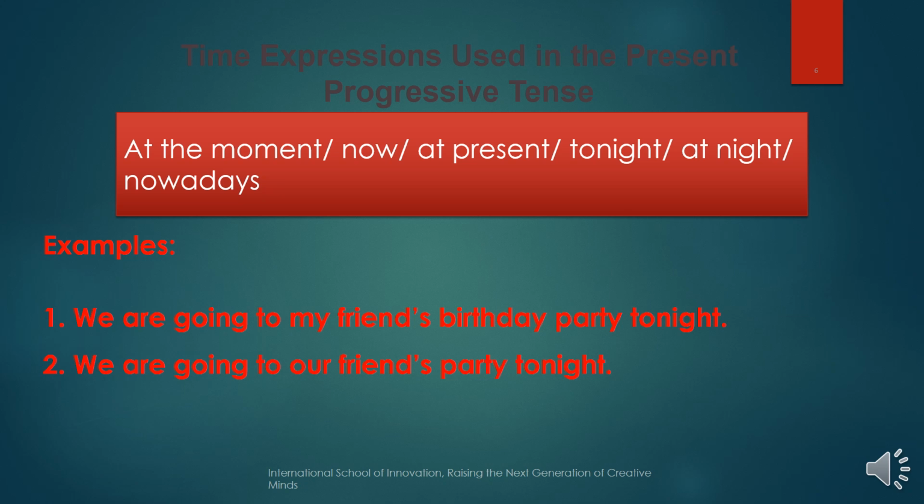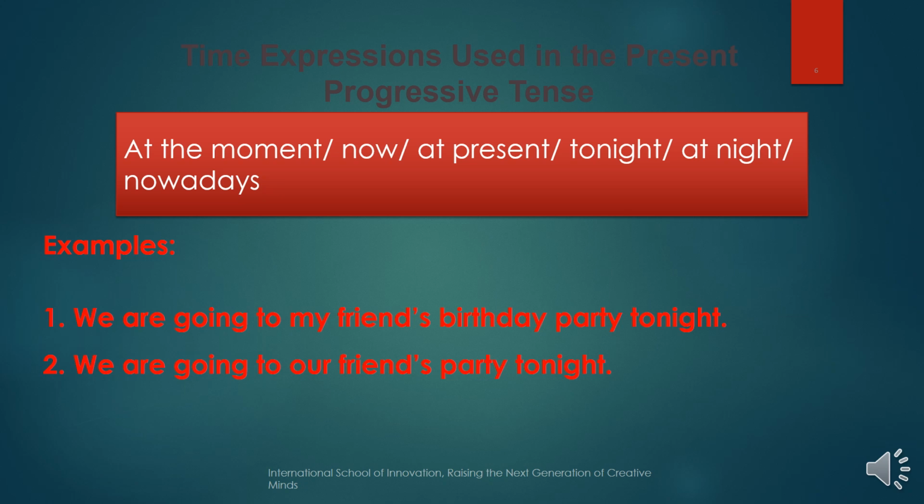Now, let's move to some word or time expressions or transitions or adverbs of frequency that show us that this action is done at the moment of speaking, or a planned action, or an action that is happening at present. Briefly, let's talk about the transitions that tell us that we have to use the present progressive here. Some of these time expressions are at the moment, now, at present, tonight, at night, and nowadays. So when I see one of these expressions, it means I have to use the present progressive tense.